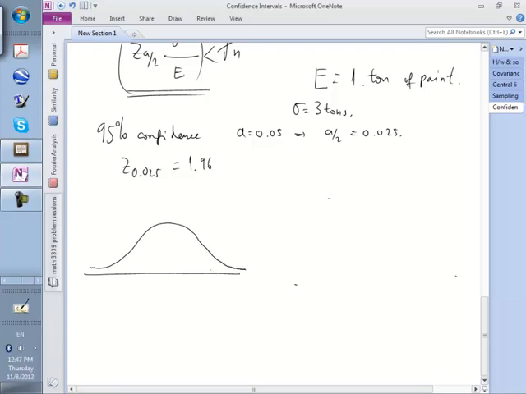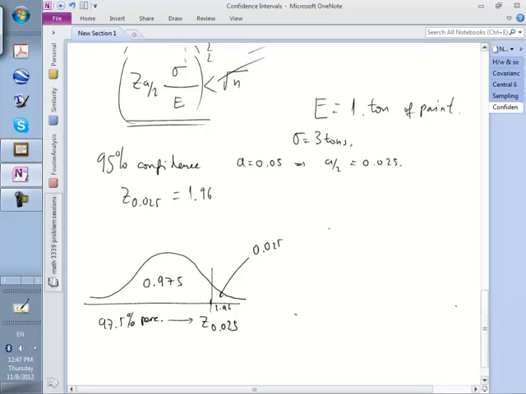So it's this point, so that this area here is 0.025, and all the remaining area is 0.975. So this is exactly the 97.5 percentile, 1.96, for the standard normal distribution. That's what this point is.